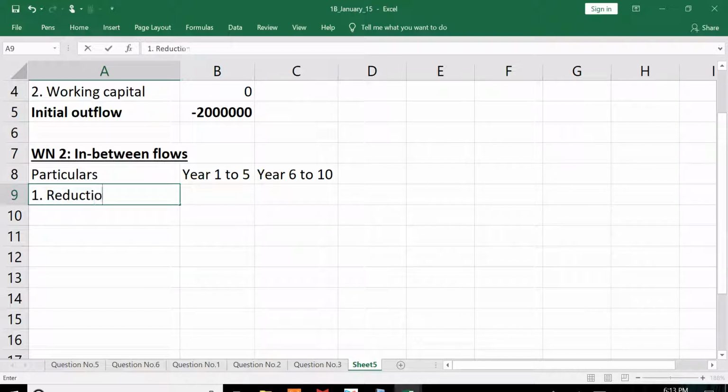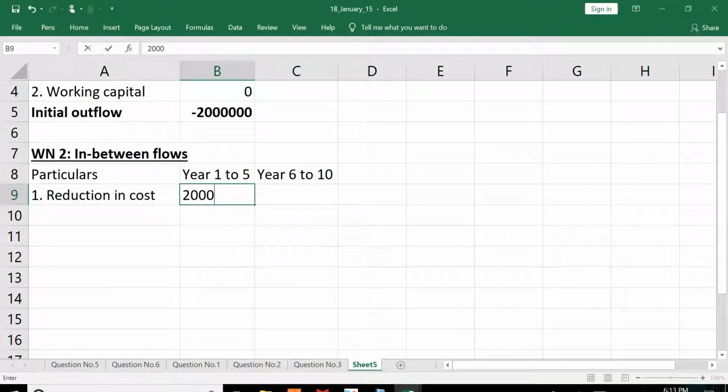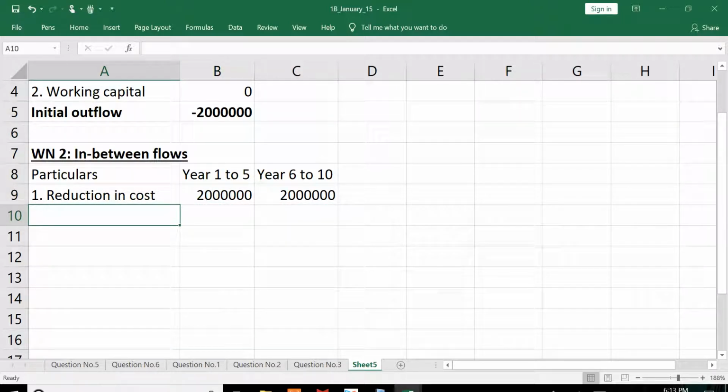Point number 1, reduction in cost. Whatever amount we are reducing, that's an income. How much are we spending on manual labor today? 20 lakhs. Technically that is my every year revenue. 200 into 10,000 is the revenue which we generate. So reduction in cost is 20 lakhs, because of this machinery we are going to save 20 lakhs.